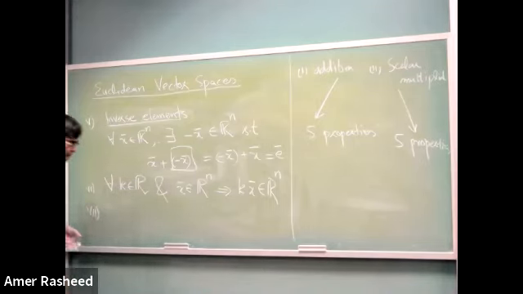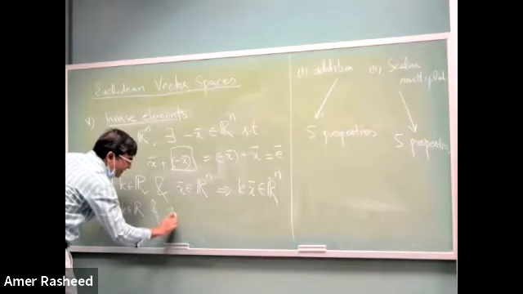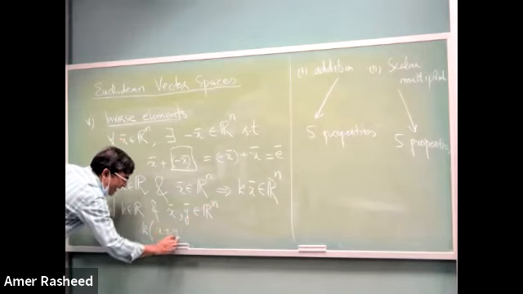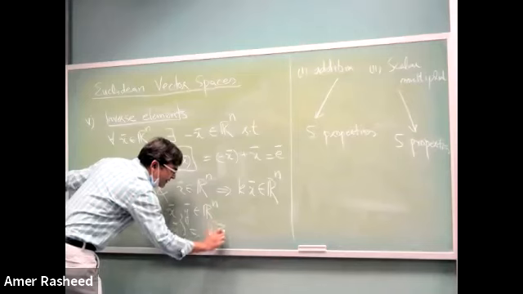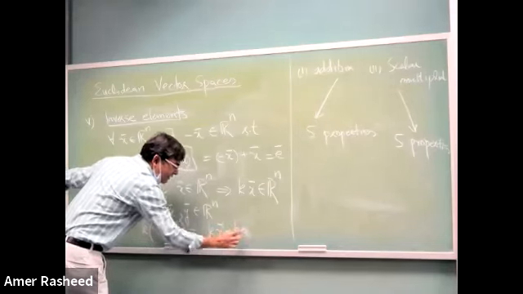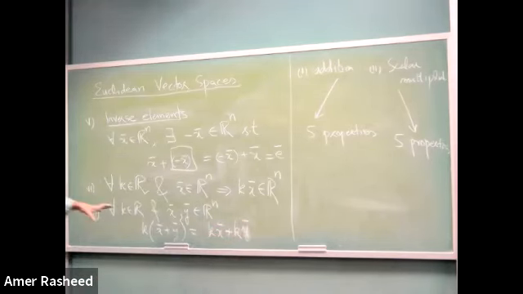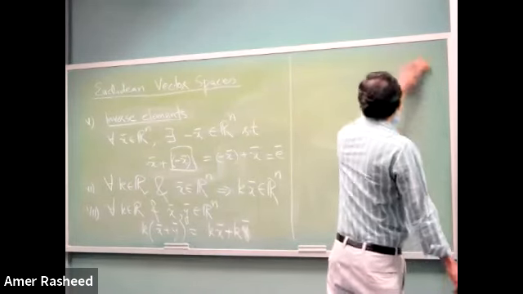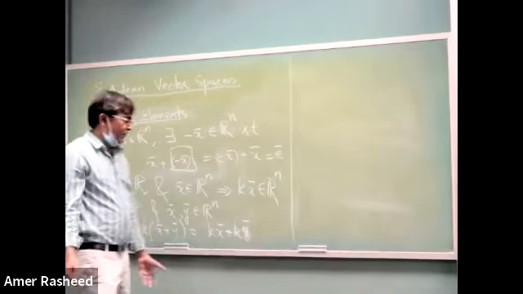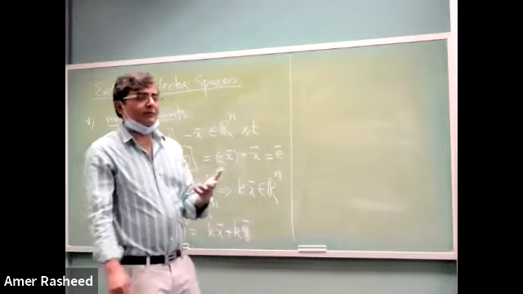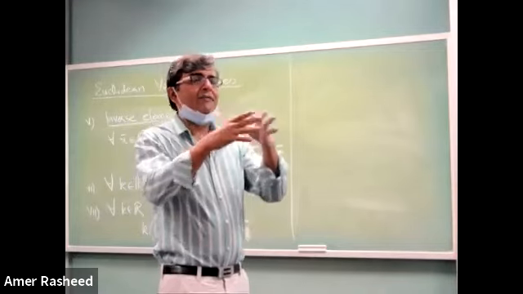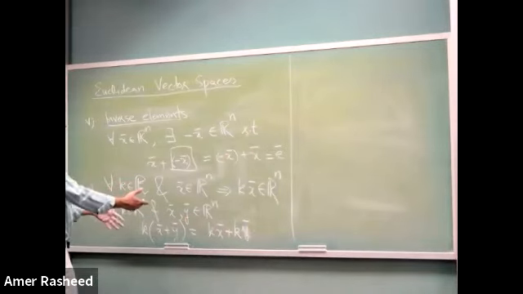The next property is: for all k belongs to R, and now we are taking two vectors x and y belongs to Rn, k times (x plus y) is equal to k times x plus k times y. Not x, k times y. This is a kind of distributive law, but not exactly, because in a distributive law all 3 elements should be of the same kind. But it is basically a distributive law with respect to scalar multiplication.